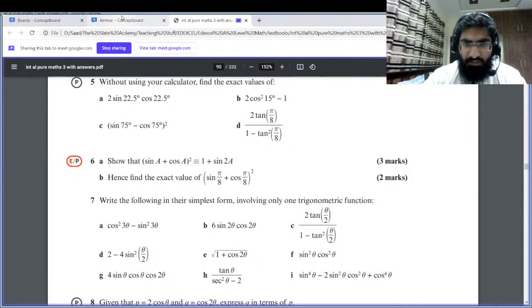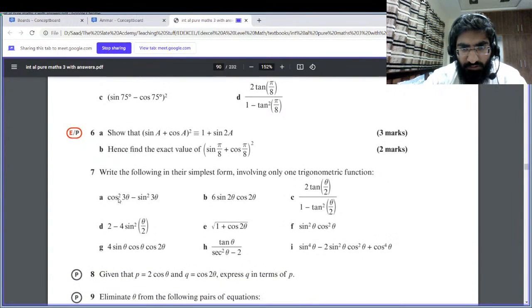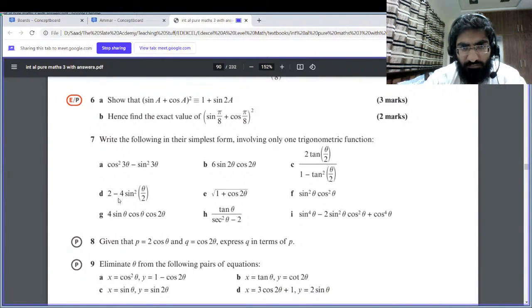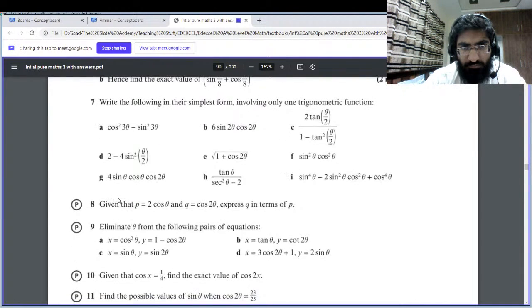Next, quickly. Hence find the exact value of sine pi by 8 plus cos pi by 8. Can you do it in one step? So it's just sine pi by 4, right? 1 plus sine pi by 4, you mean? That's what I meant. Yes, sir. 7 we can skip. If I say sine pi by 4 plus 1, literally makes no difference, right?